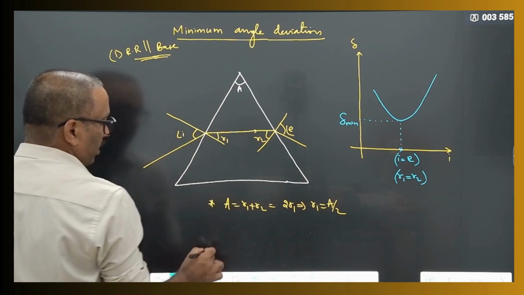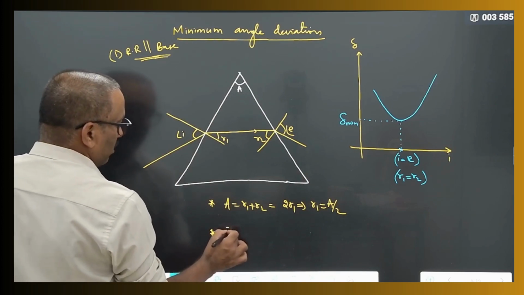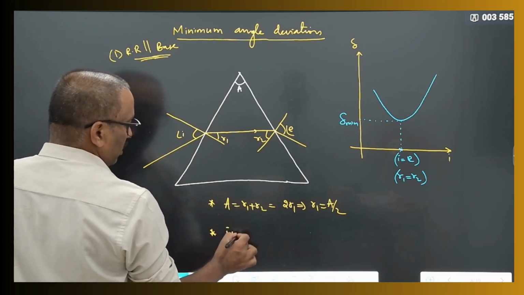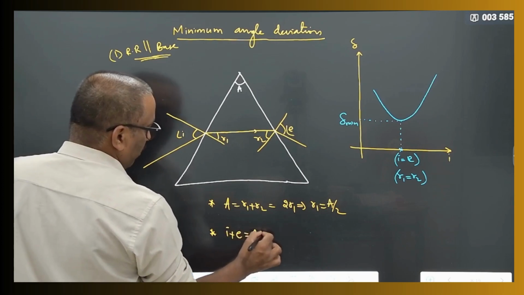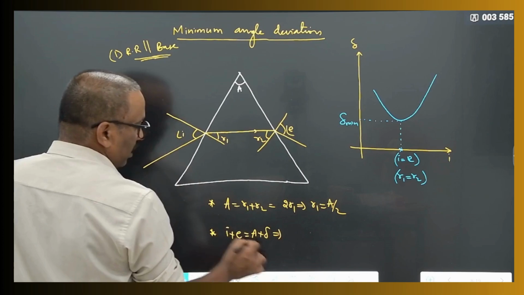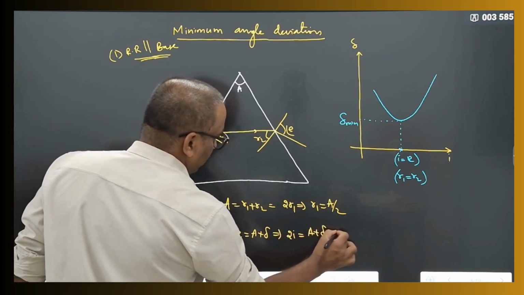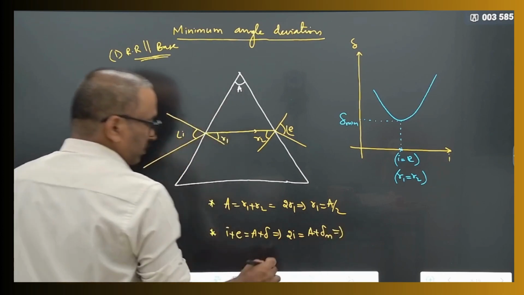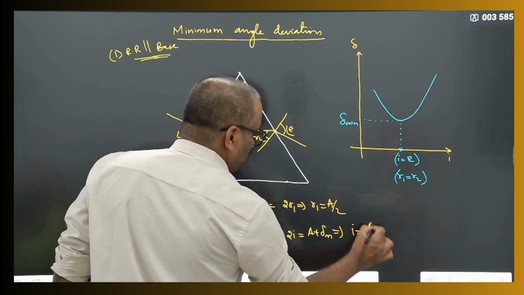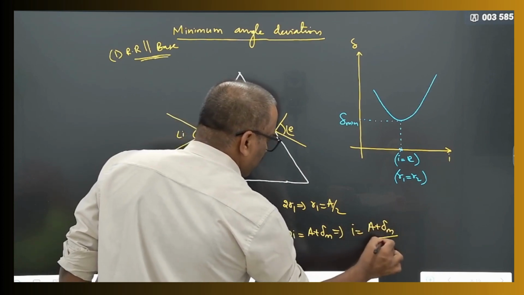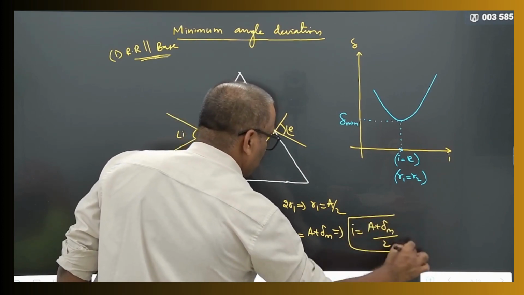Clear? Now next one is I plus E. E is equal to A plus delta, that implies I and E are both equal, so 2I is equal to A plus delta M, that implies I is equal to (A plus delta M) by 2. Clear?